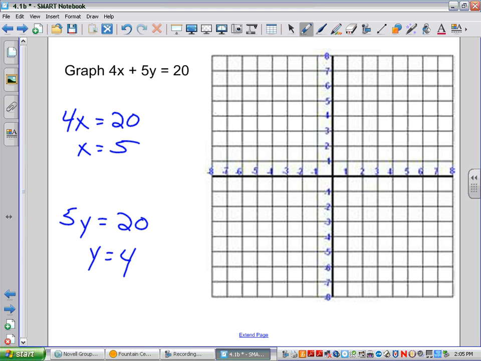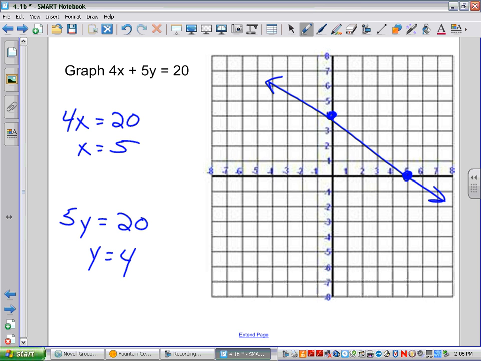Go over on the graph and mark those points. Intercept x, x-intercept is 5. That's right there. Y-intercept is 4. That's right there. And then draw your line.